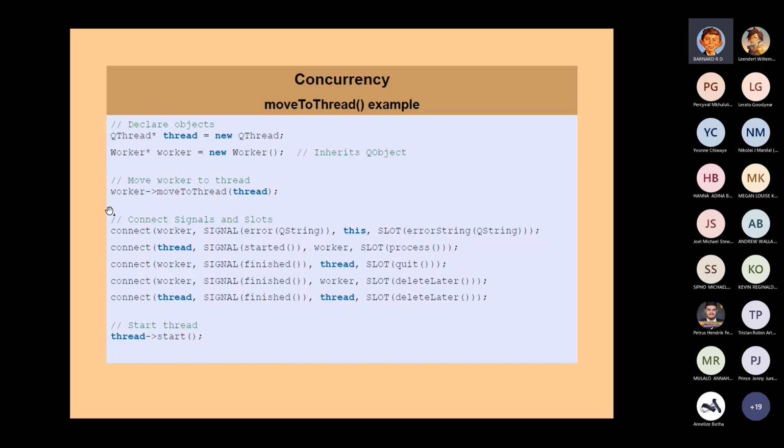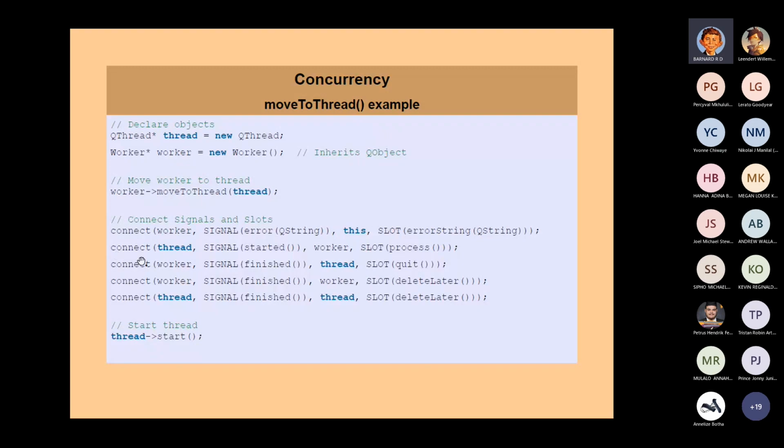Probably the most complex part then is to connect the signals and slots. And these generally are the signals and slots that you will need to connect. The first one is optional. You connect the worker's error signal to a suitable slot where you process the error string or handle error messages. So that one is optional. It's not always used, but it's generally a good idea to handle your errors.